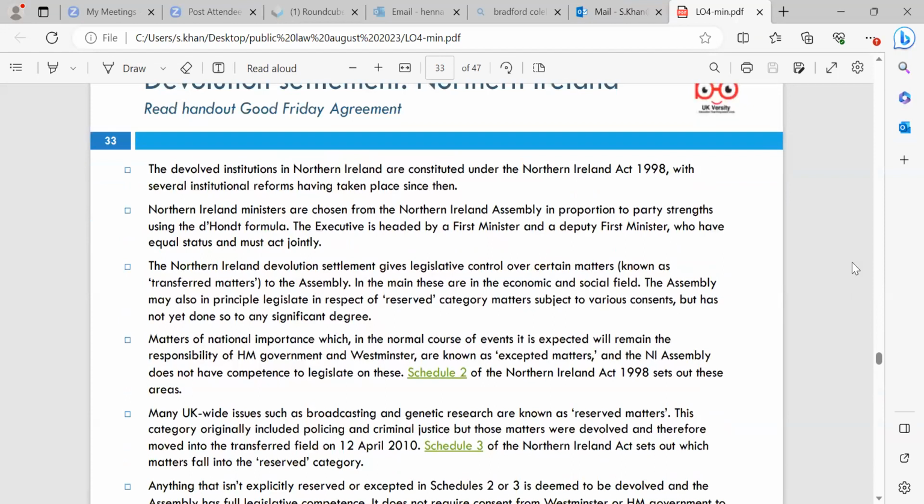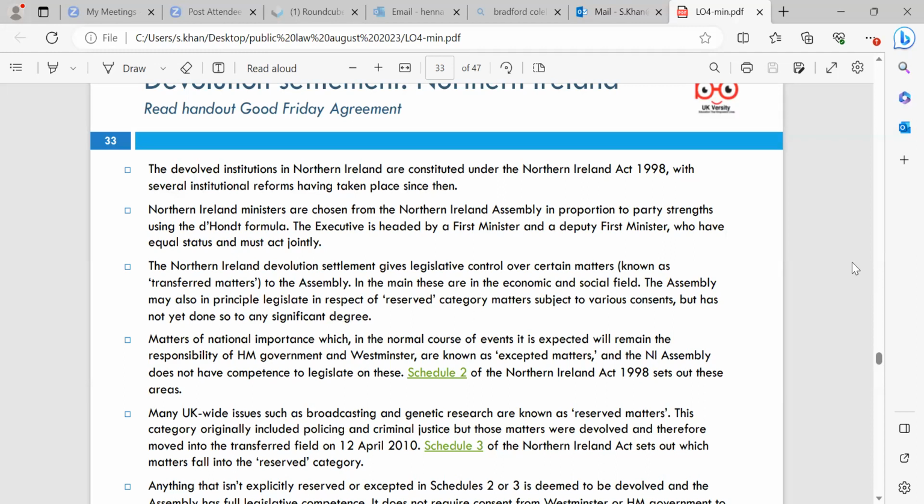The devolved institutions in Northern Ireland are constituted under the Northern Ireland Act 1998, with several institutional reforms having taken place since then. Northern Ireland ministers are chosen from the Northern Ireland Assembly in proportion to party strengths using the D'Hondt formula. The executive is headed by a First Minister and a Deputy First Minister who have equal status and must act jointly. The Northern Ireland devolution settlement gives legislative control over certain matters, known as transferred matters, to the Assembly.